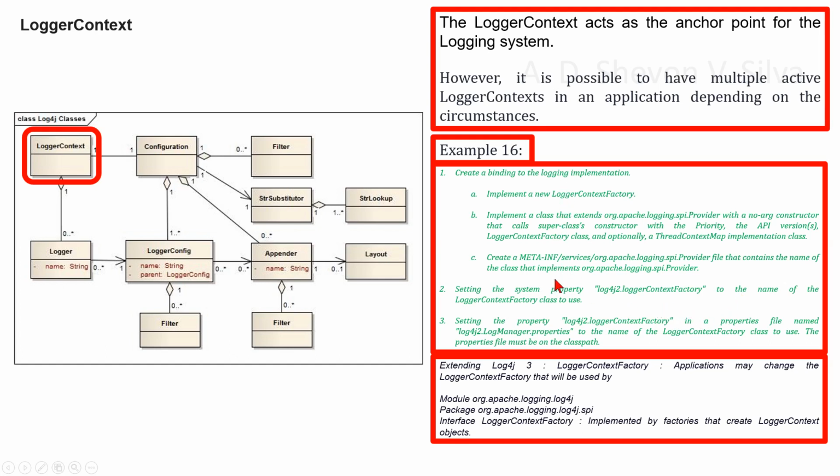An application may change the LoggerContext factory that will be used by Log4j. The interface LoggerContextFactory in package org.apache.logging.log4j.spi in module org.apache.logging.log4j is implemented by factories that create LoggerContext objects. To create a binding to the logging implementation, implement a new LoggerContext factory.